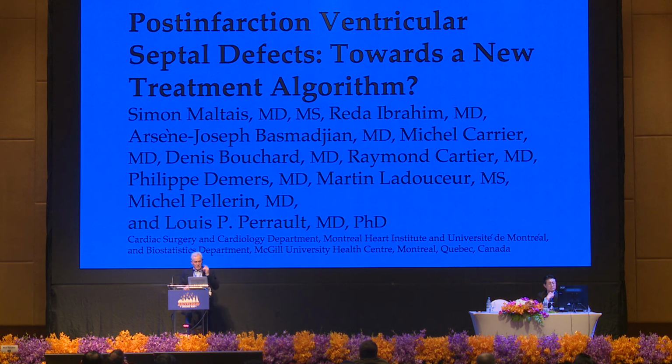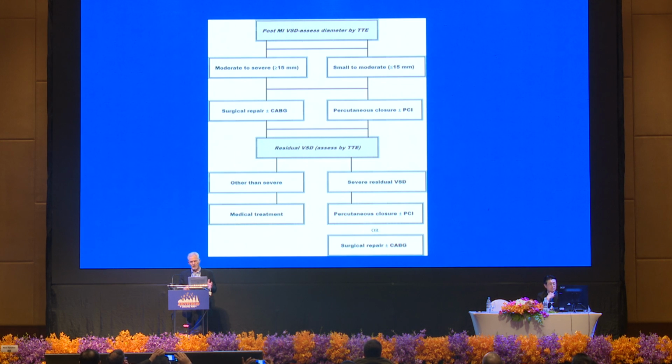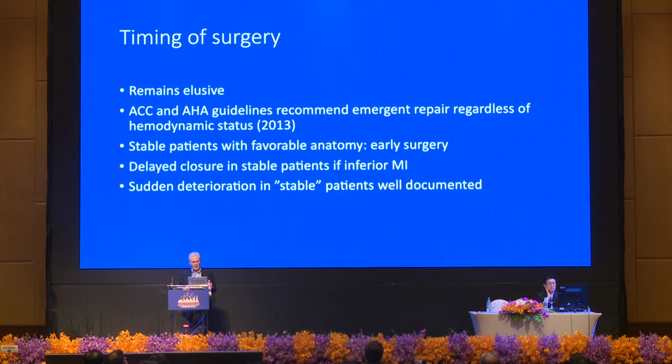A few years ago, the Quebec group looked at their management of defects, and they set up a little algorithm where they looked at the size of the infarct or the ventricular septal rupture by transthoracic echo, and depending on size, they would then decide how to manage these patients. They were also quite strict on dealing with residual VSDs by either leaving them if the patients were stable, or if they were still severe, then to have PCI. So the timing of surgery in these patients, as you can see, is actually quite difficult.